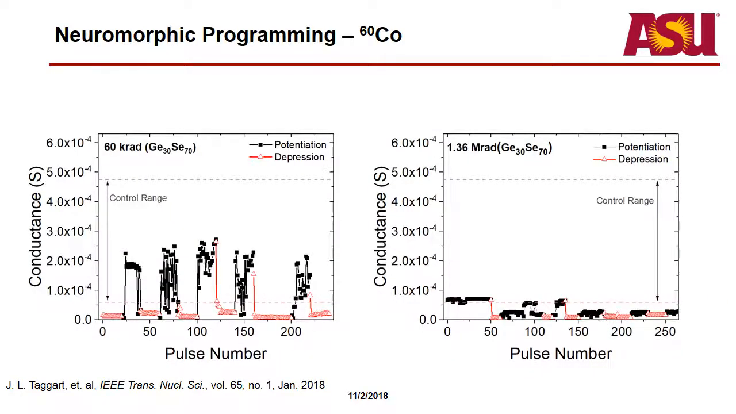So again, this is Cobalt 60, so this is a pure TID environment. And then at 60 kilorads, we actually start to see, for doing depression, the transition down to a plateaued state is very rapid. So after 1 or 2 pulses, it's staying in that state. But for the potentiation, you see these ragged responses in the ability of trying to program this filament. So what that means is essentially that these pulses are not as effective in forming this filament.